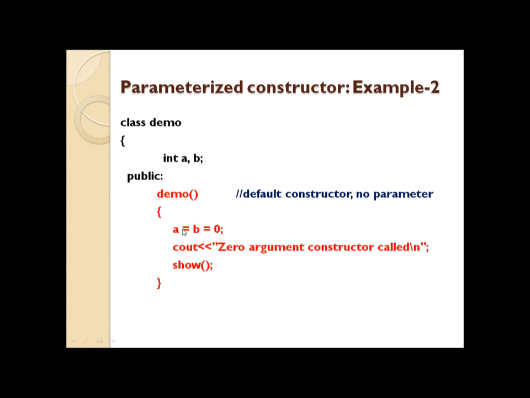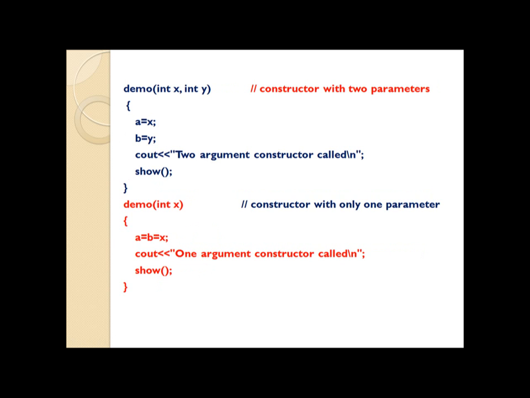What we are doing is initializing the values of a and b, which we have written here in the private section, and we are setting the value 0. So we are saying constructor with 0 parameters. The 0 argument constructor called, and we are calling a function show. The definition of this show is written down the line of the program.